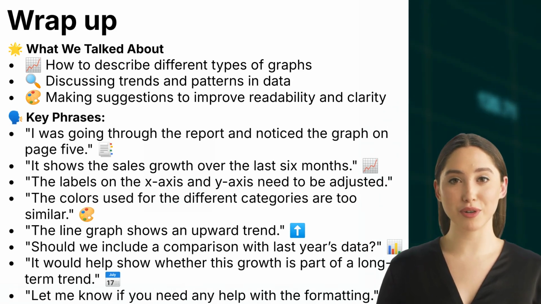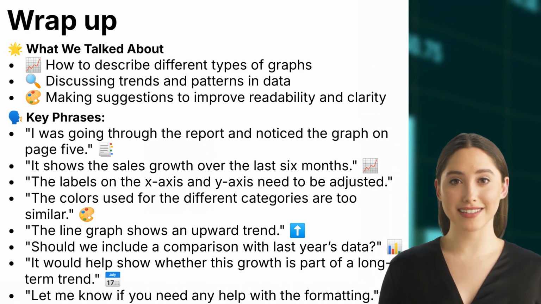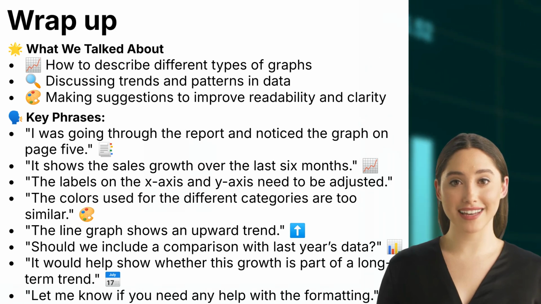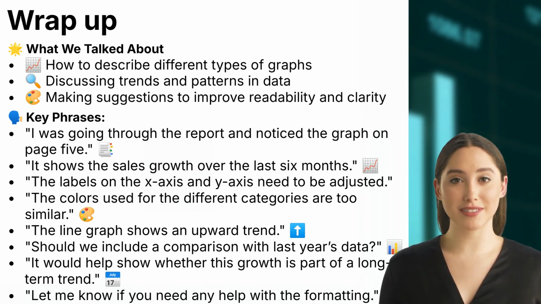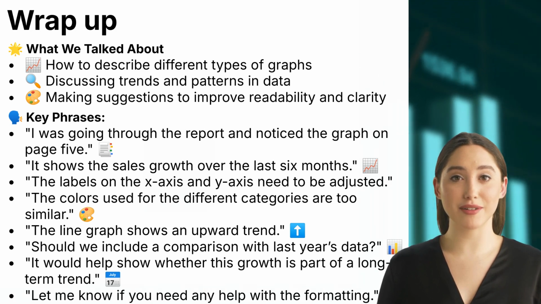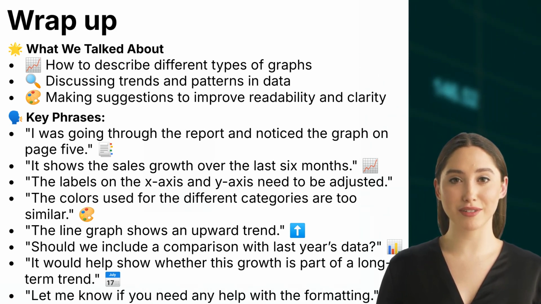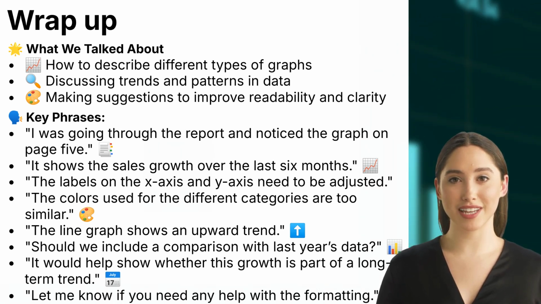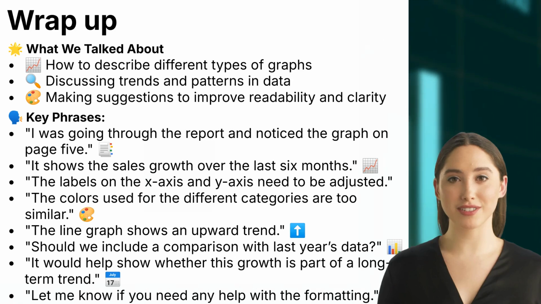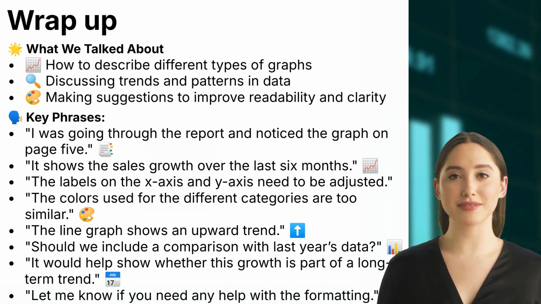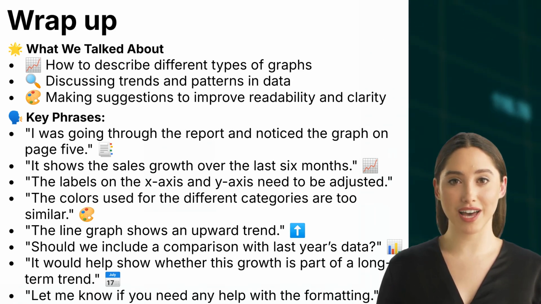Key phrases. I was going through the report and noticed the graph on page 5. It shows the sales growth over the last 6 months. The labels on the x-axis and y-axis need to be adjusted. The colors used for the different categories are too similar. The line graph shows an upward trend. Should we include a comparison with last year's data? It would help show whether this growth is part of a long-term trend. Let me know if you need any help with the formatting.